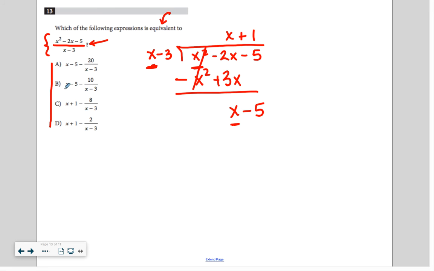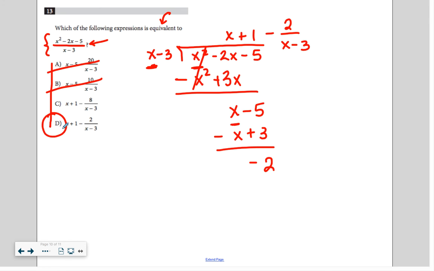Now I can already get rid of b and a. So then I do 1 times x minus 3, which gives me x minus 3. I subtract, and I get negative 2. So then that's my remainder. So negative 2 gets written over the original divisor. So my answer would be D.